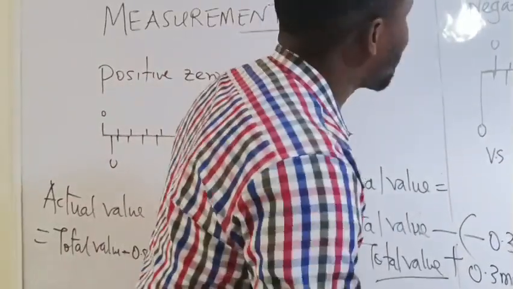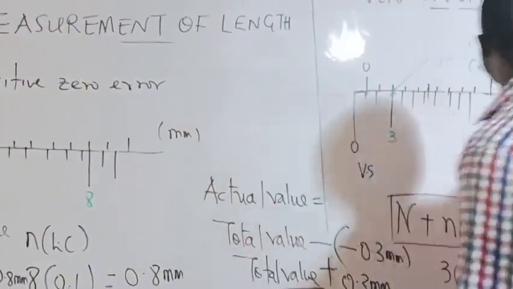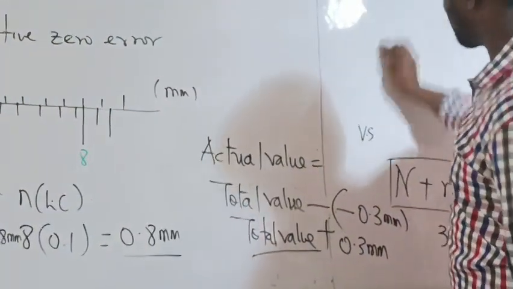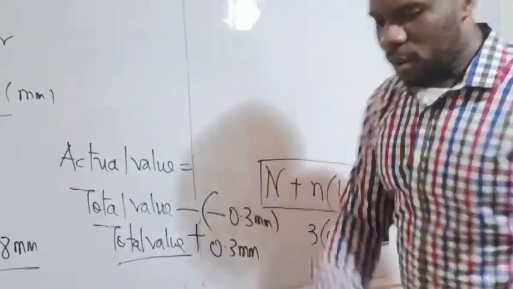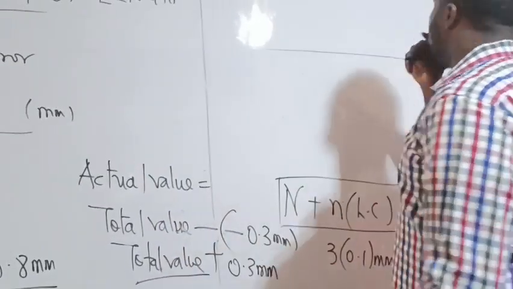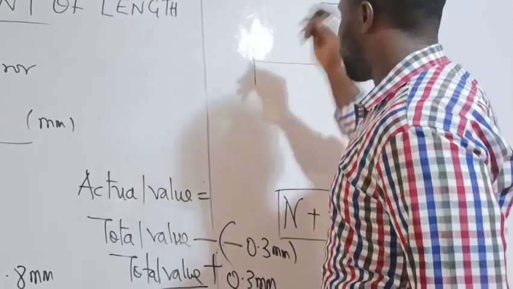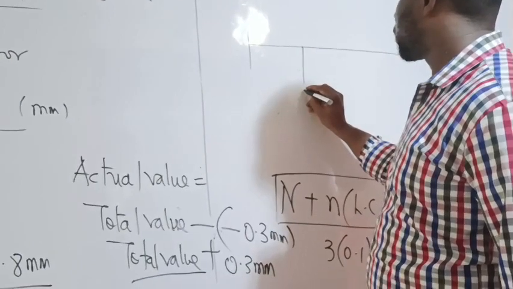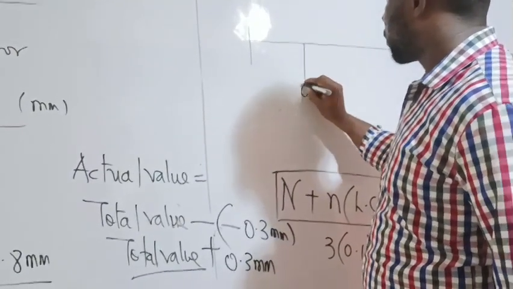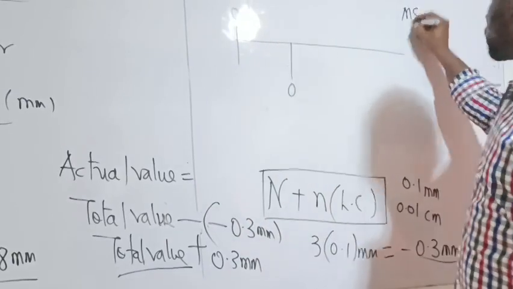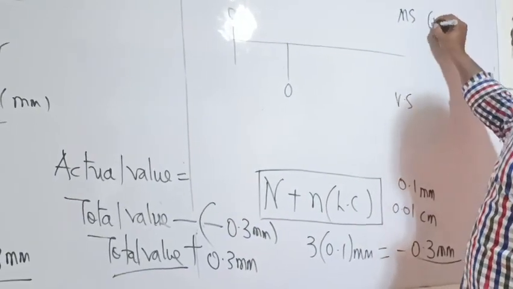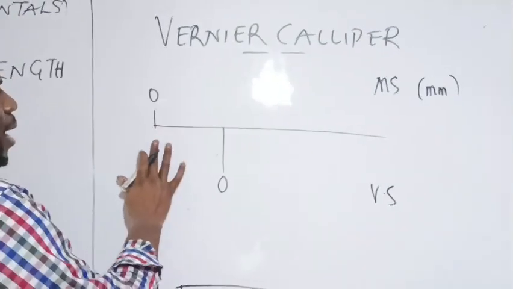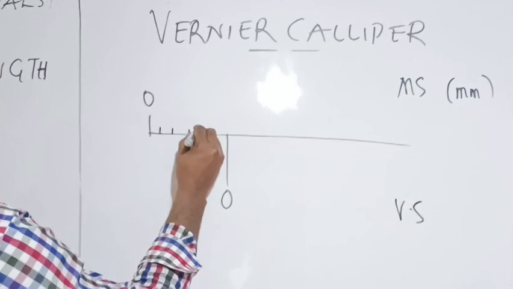Now, let's take for instance that I want to measure the diameter of this marker, the outer diameter of the marker. So this is the main scale, and this is the zero on the main scale, and let's say this is the zero on the Vernier. This is the main scale, this is the Vernier scale. And let's say this main scale is graduated in millimeter. So let's take, for example, I have some markings here. This is 1, 2, 3, 4, 5.